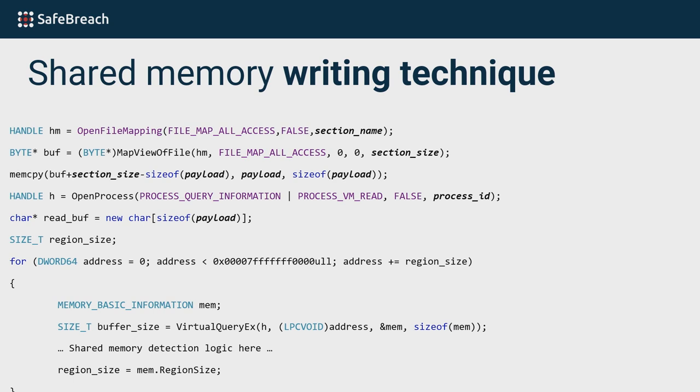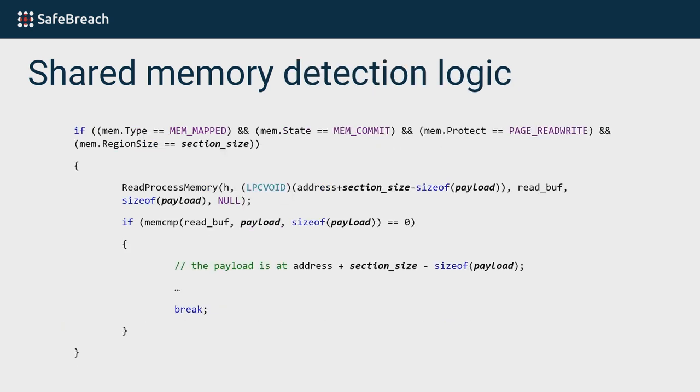We open this shared memory, map this shared memory to the malware process. We write our payload at the end of this shared memory section. And finally, we open the target process and we search for memory regions that have the same properties as the shared memory in terms of size and flags.